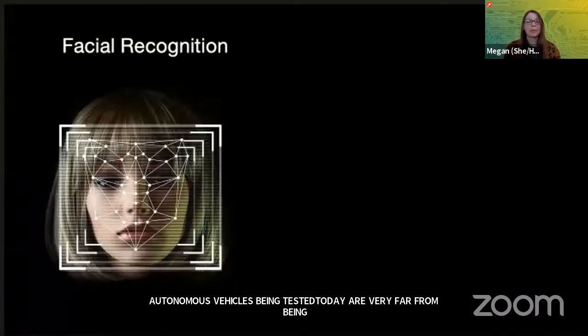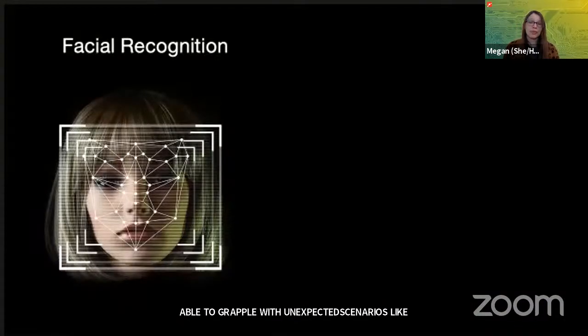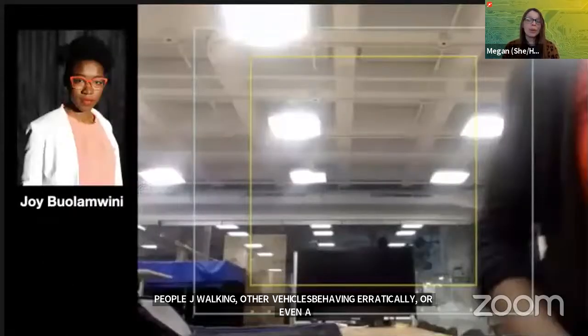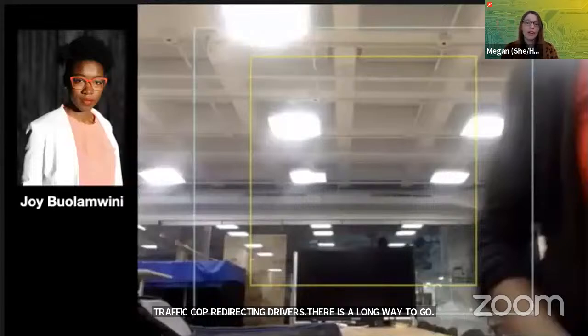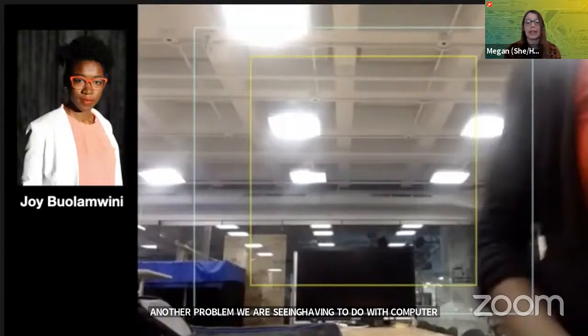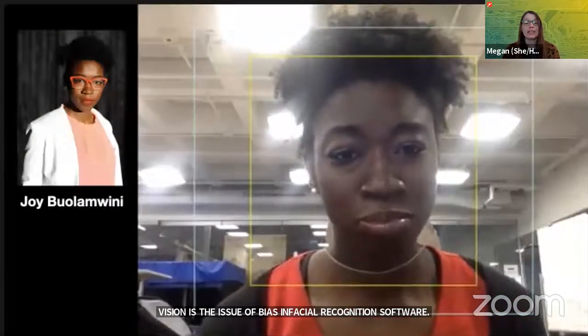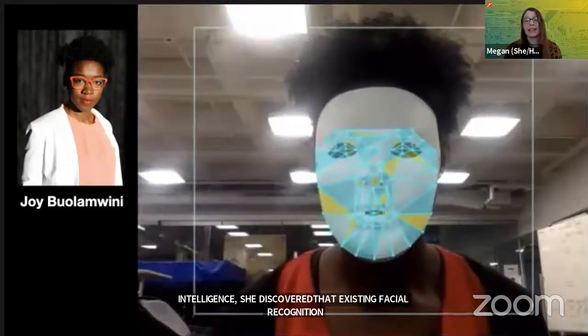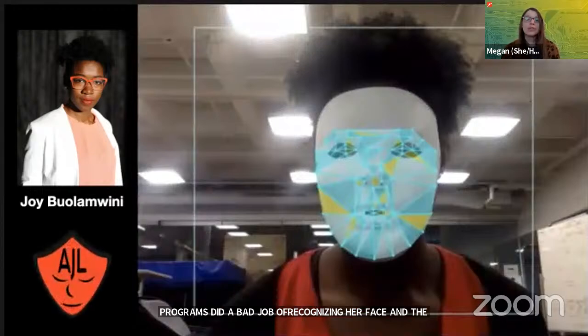And another big problem we're seeing having to do with computer vision is the issue of bias in facial recognition software. For example, when Joy Buolamwini was a graduate student studying artificial intelligence, she discovered that existing facial recognition programs did a really bad job of recognizing her face and the faces of other dark-skinned women, unless she put on a white mask. Now, this discovery led her to create the Algorithmic Justice League, which highlights issues of bias in artificial intelligence.